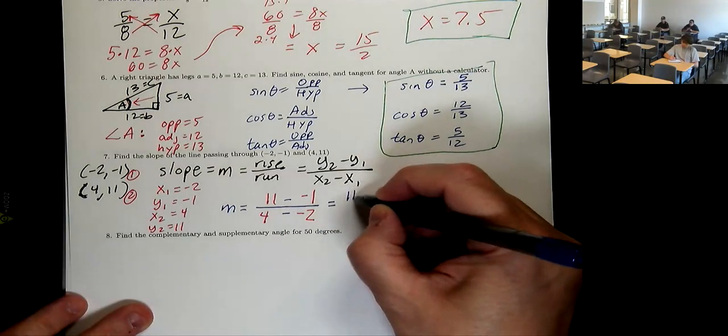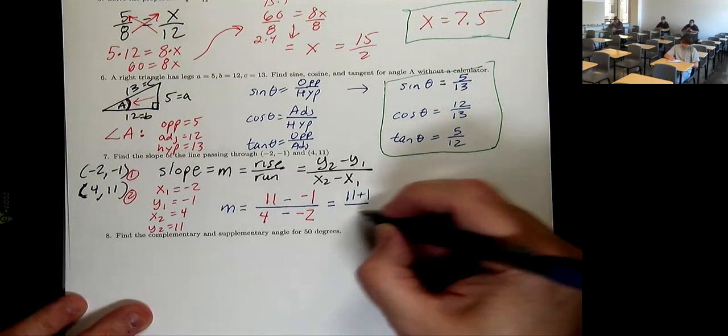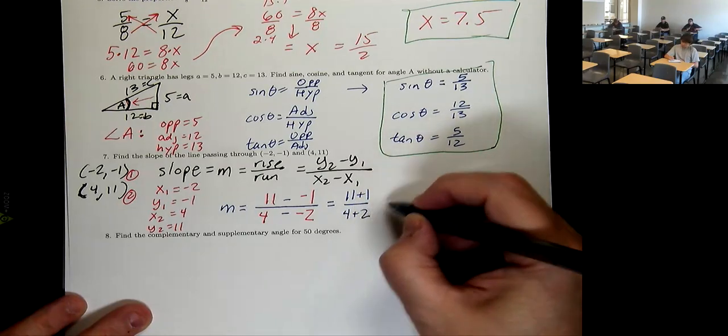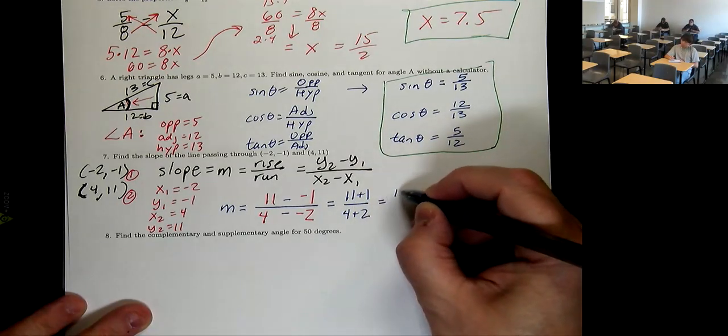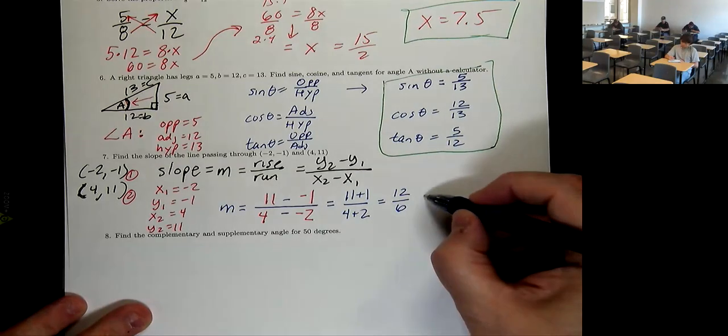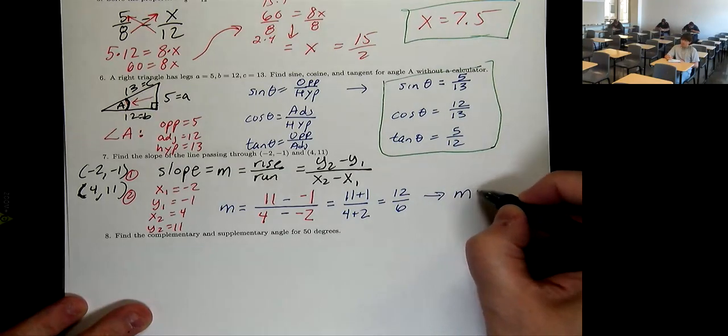2 minuses make a plus. I've got 11 plus 1 over 4 plus 2, which is 12 over 6. So m equals 2.